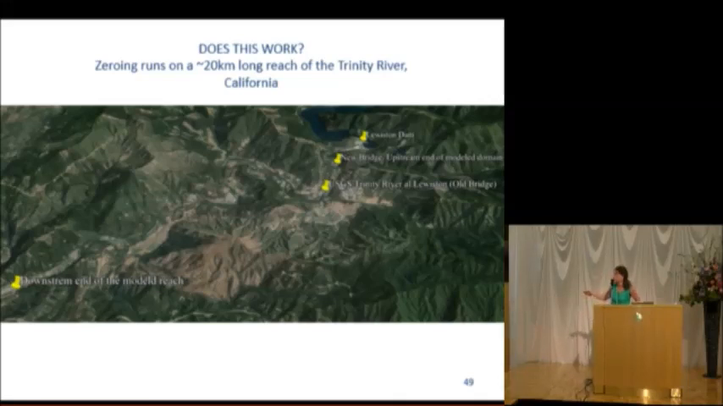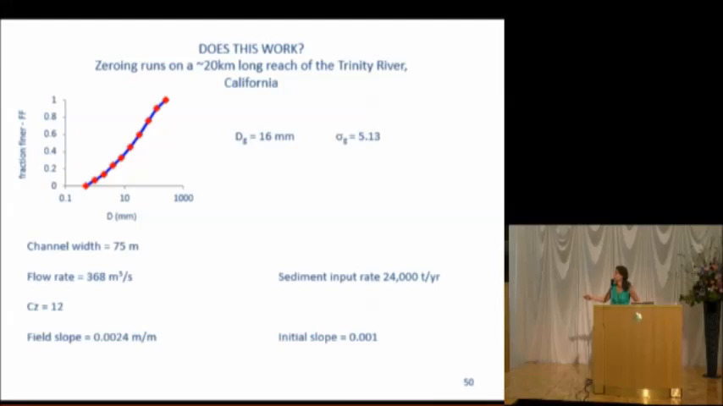This is our grain size distribution. We have a geometric mean diameter of 16 millimeters, a geometric standard deviation of 5.13. A pre-dam channel width was estimated with Dave Gaeuman from the Trinity River Restoration Project equal to 75 meters. Flow rate, 368 cubic meters per second. Friction coefficient of 12 is calibrated on previous runs that we have done working on coarse gravel augmentation on this river reach. Sediment input rate, again based on the same previous work, 24,000 tons per year, and this is just bed material. We have an initial slope of 0.01, and we have to equilibrate with a slope of 0.0024. Those are the zeroing runs.